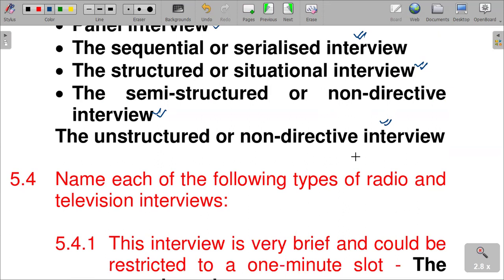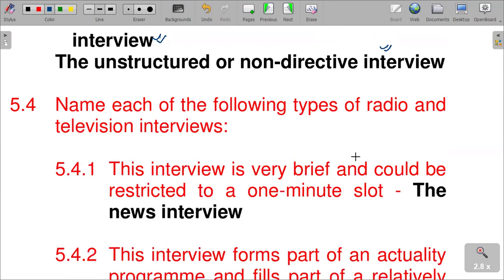Name each of the following types of radio or television interviews. This interview is very brief and should be restricted to a 1 minute slot. It is the news interview. Very brief and restricted to a 1 minute slot is the news interview.